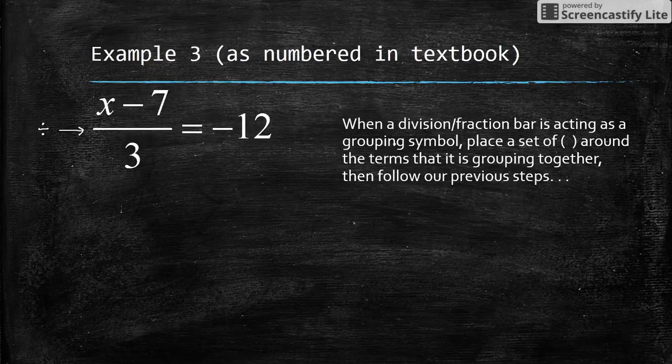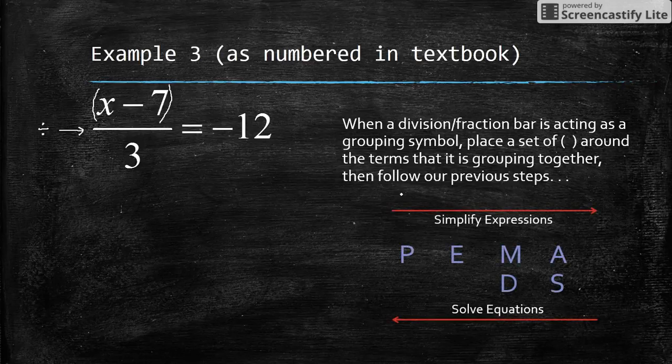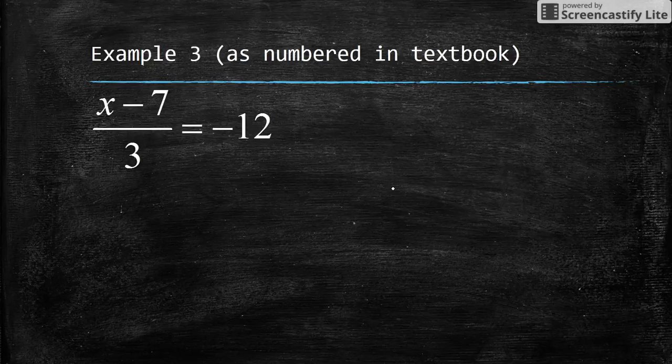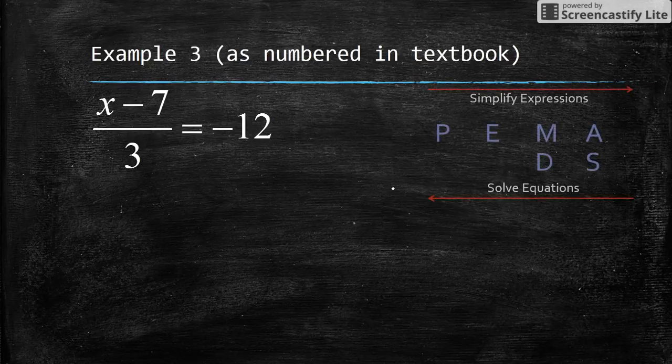So whenever you have that happening, that means this division bar is sort of grouping together the x and the negative 7. So what we're going to do is place a set of parentheses around those terms that it's grouping together. So we're going to take x minus 7 and put that in parentheses. So now that that thing is in parentheses, then we're going to go through following our steps. So we're going to do, again, reverse order of operations. So if you remember that prior questioning, now we can walk through that questioning again.